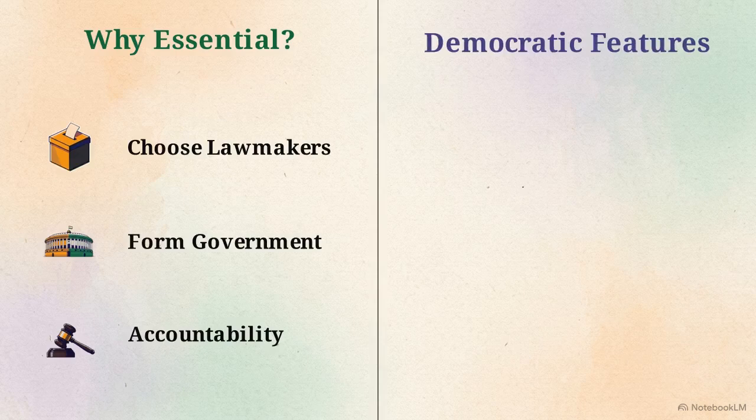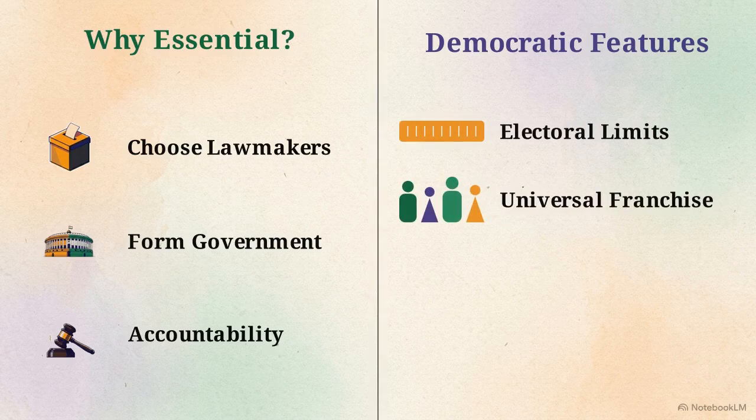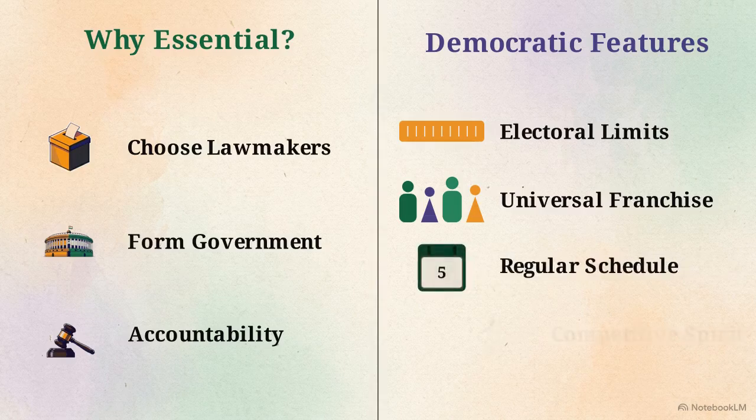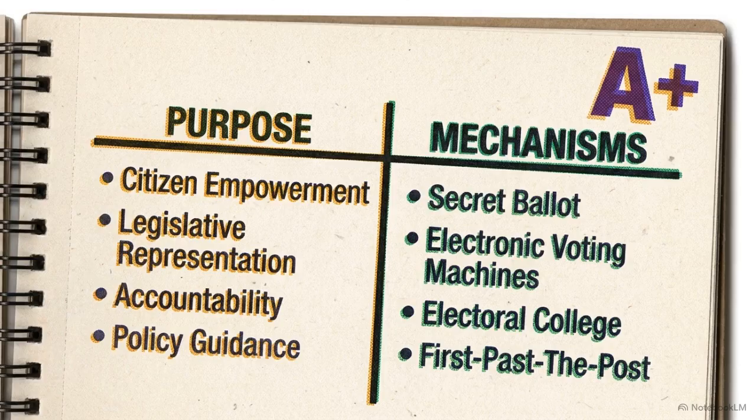The features of a democratic election are the mechanisms that make it fair. These include establishing electoral limits, guaranteeing universal adult suffrage, sticking to a regular schedule, and maintaining a genuine competitive spirit among multiple parties. Confusing the purpose of an election with its mechanisms is a common trap. Keep these two lists cleanly separated in your notes, and you will secure those 2-mark and 4-mark questions.